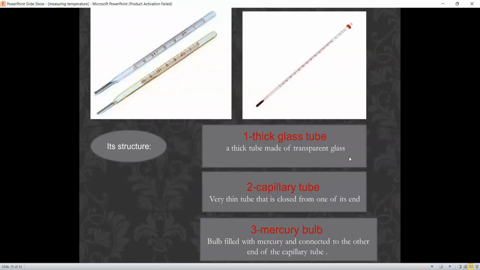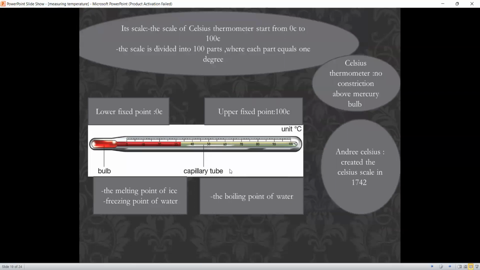So the structure here, as you can see, is a thick glass tube, capillary tube, and mercury bulb. There is no constriction. What about its scale? It's from 0 to 100. So it's divided into 100 parts, which means each part equals 1 degree. Great. The 0 Celsius is the melting point of ice and also the freezing point of water. And 100 is the boiling point of water.